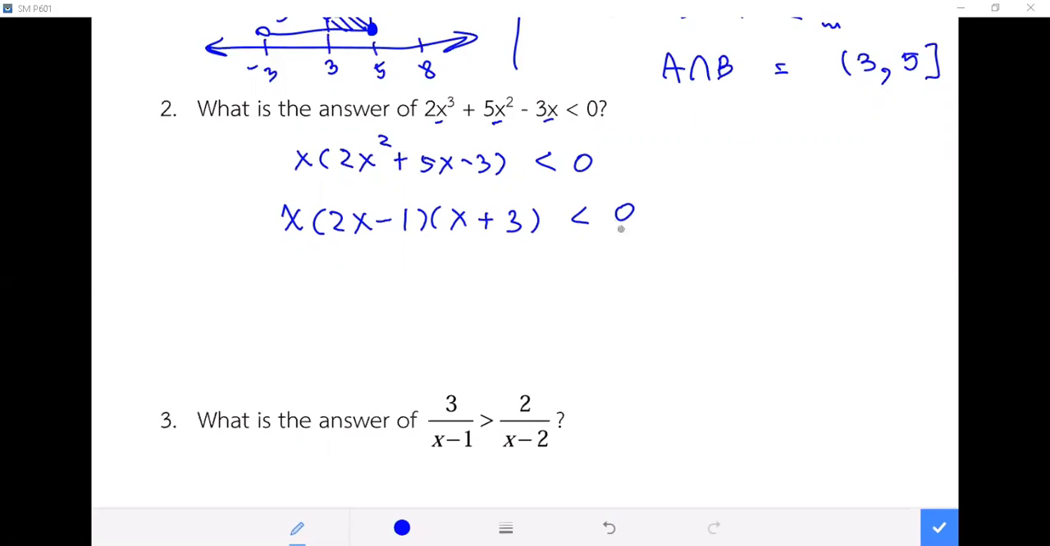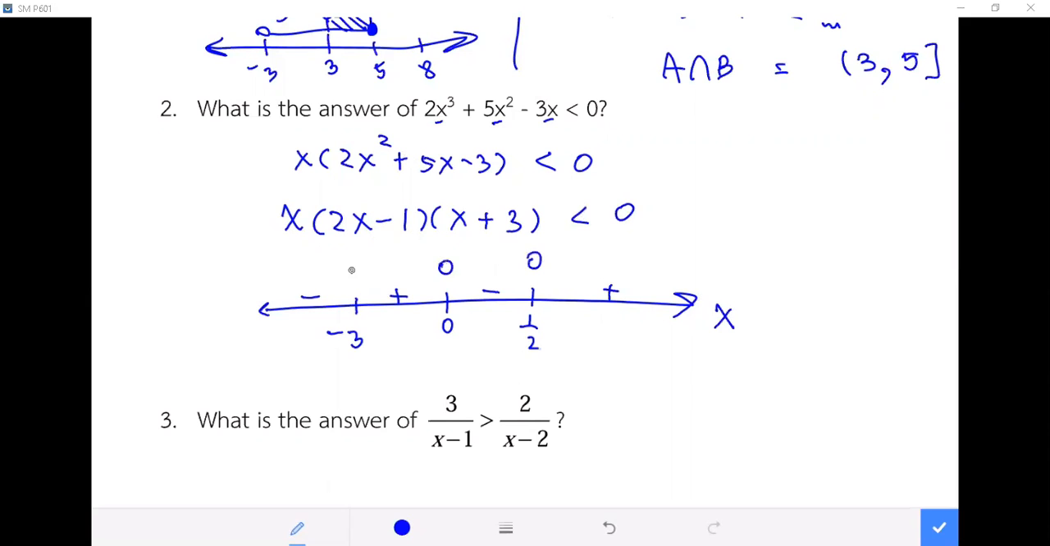Okay, you have this one now, then you go to the number line of x. If you let 2x minus 1 equal to 0, you get 1 over 2. And this one, let it equal to 0, you get -3. Then on the number line, you have to write plus, minus, plus, and minus. Always put the plus on the right, and for less than, use the open dot.